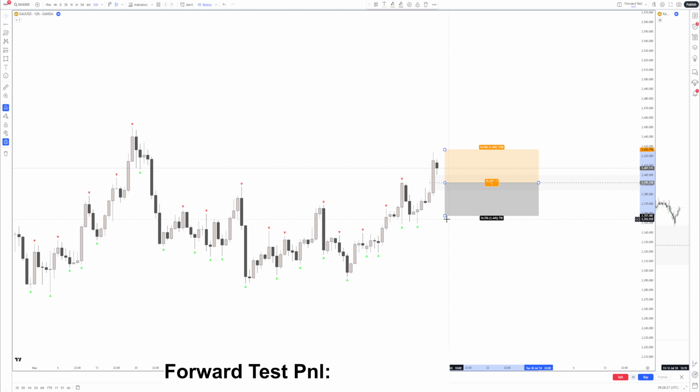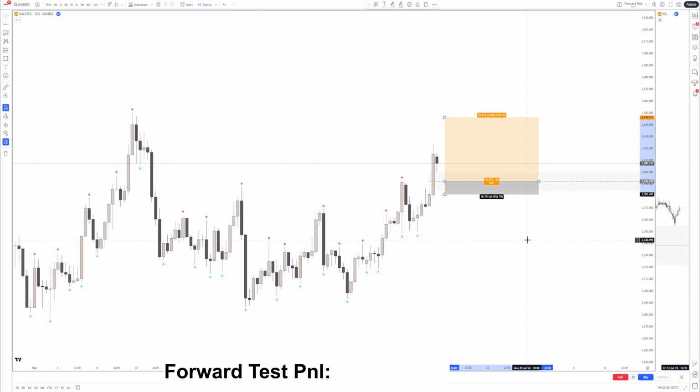entering the trade. Our stop loss is going to be going below the candle that had created this imbalance in the market, where price is coming back into it to fill it. And then we're going to aim for a 5-to-1 risk to reward. And we're going to see how this plays out.